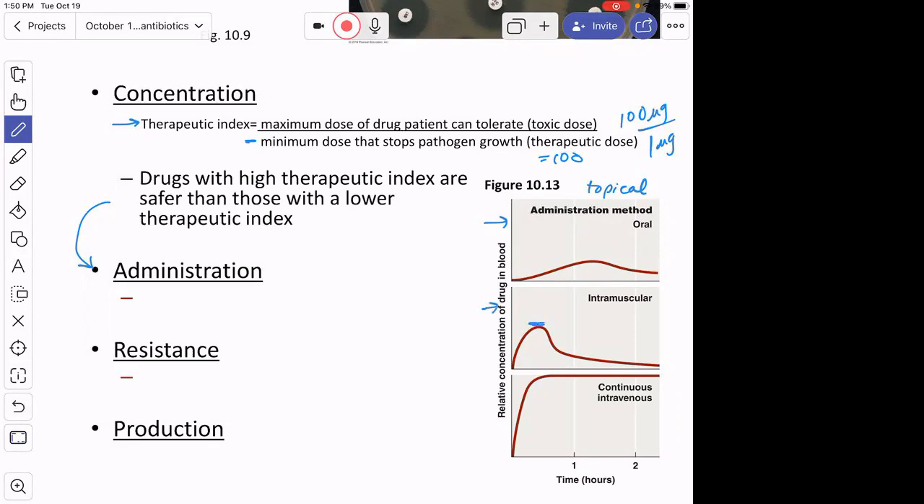Again, that concentration gets up pretty high, but then it dissipates pretty quickly after that. If you need a high concentration for a long period of time, then you're going to have to administer it by IV. Okay, and you can dial in whatever you want. So the administration is going to depend on three things here. It's going to depend on the therapeutic index. Okay, so if you have a drug that's very safe, you can go ahead and give that orally.